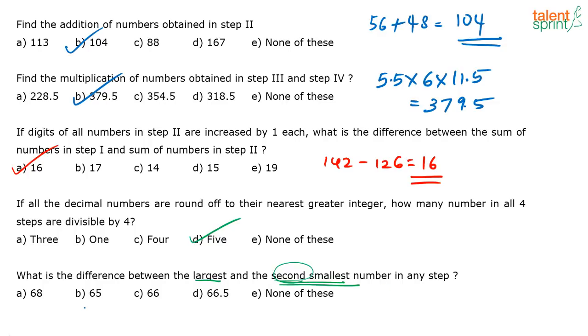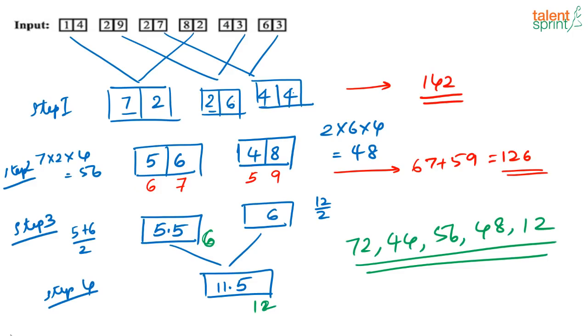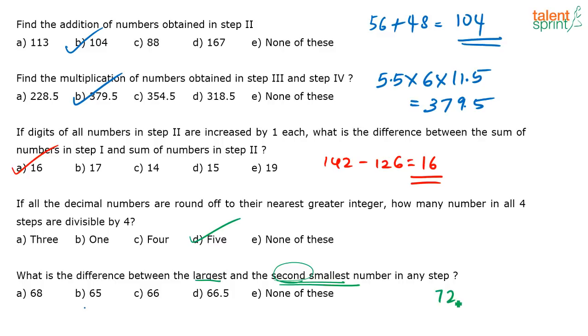So, which is the largest number here? The largest number here is 72 of all these numbers. And which is the second smallest number? It is 6. Largest number is 72, second smallest number is 6. So 72 minus 6 is equal to 66, which is the answer you are looking at.